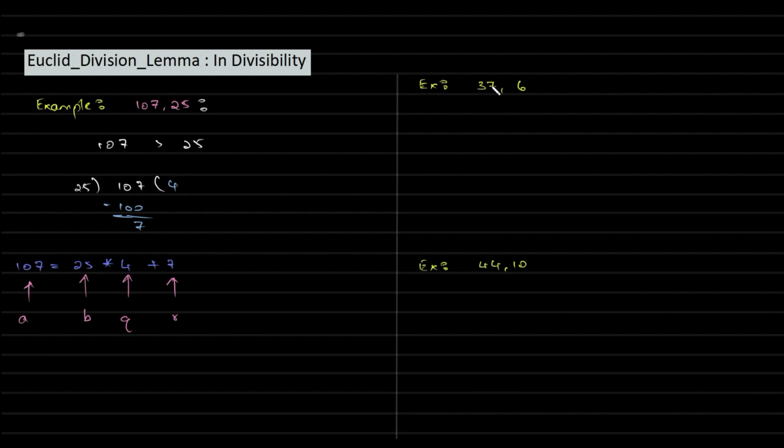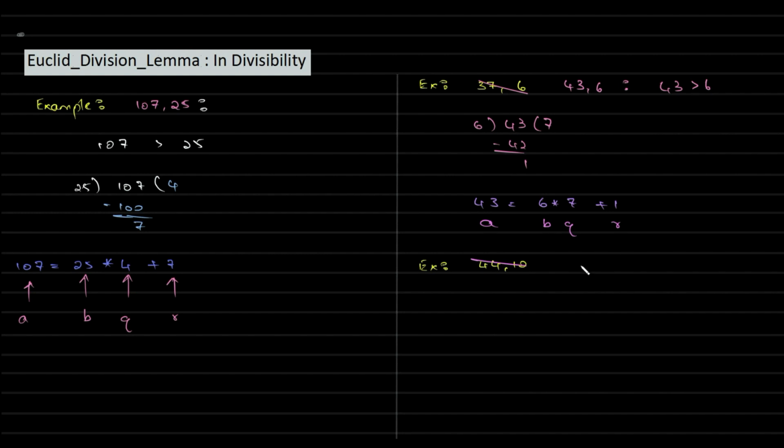So the next question is, instead of this I would like to use 43 and 6. 43 is greater than 6, so we are looking at 43, 6 sevens are 42 and the remainder is 1. So we are looking at 43 being equal to 6 into 7 plus 1, that is A is equal to B into Q plus R, right? So this is the pattern which we are looking at.